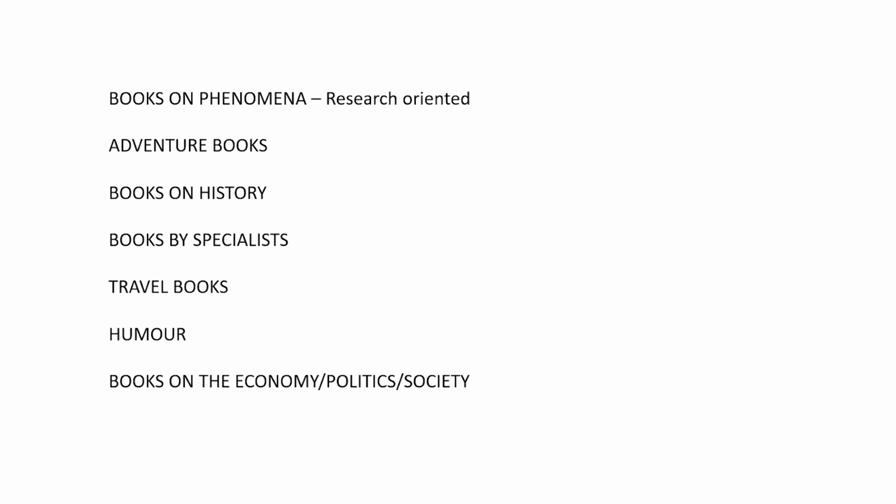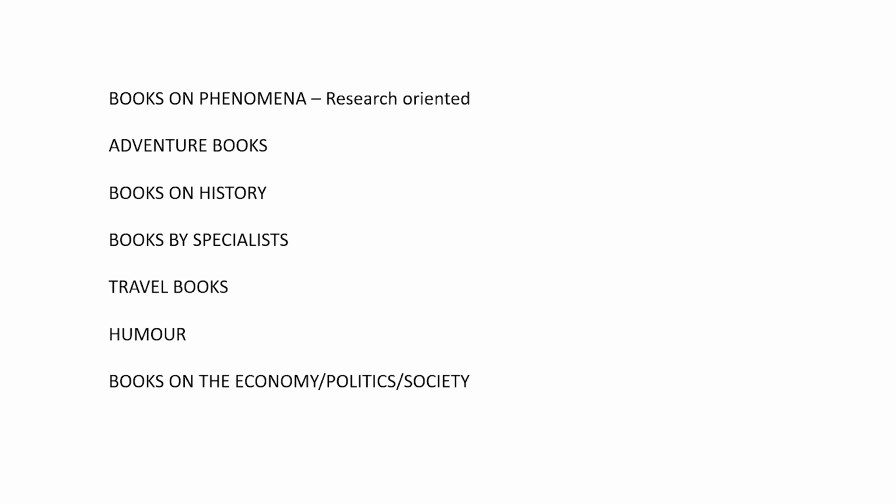And then we're talking about books by specialists. Again, all these categories will overlap with each other. But when I say books by specialists, what I mean is books that are written by people who are known to be specialists in a certain field. Then we talk about travel books, self-explanatory again. Humor, very popular, and I don't need to tell you what that is. And then books on the economy, politics, and society.